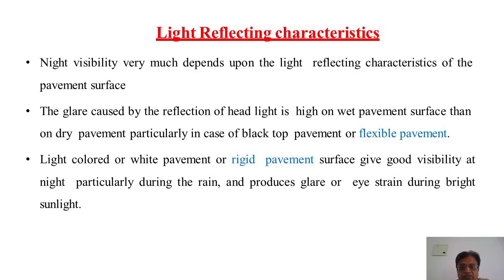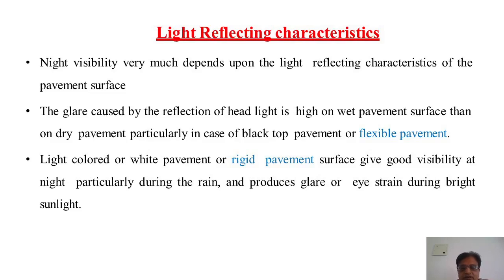on the pavement surface. The glare caused by the reflection of headlight is higher on a wet pavement surface than on a dry pavement surface, particularly in case of blacktop pavement or a flexible pavement. Whenever the flexible pavement is wet or there is a layer of water on it, definitely under the headlight condition, it causes glare. It becomes very difficult for traveling, but it does not cause any problem on a light colored pavement or a white colored pavement, or a rigid pavement or a concrete pavement.